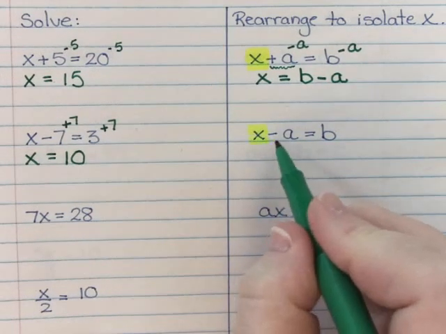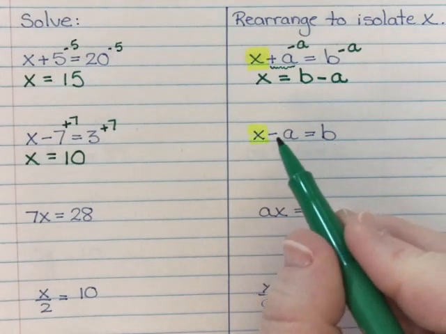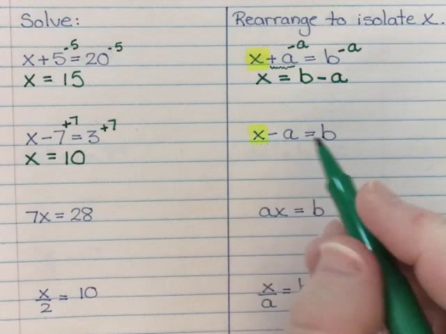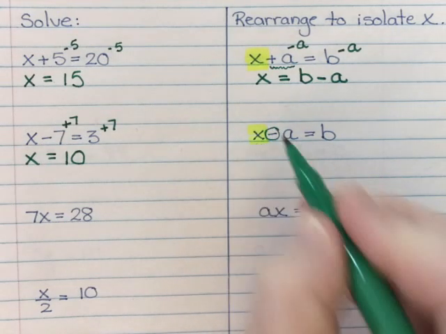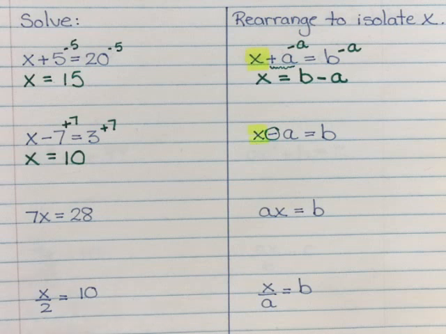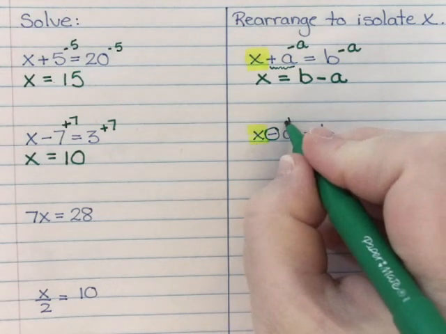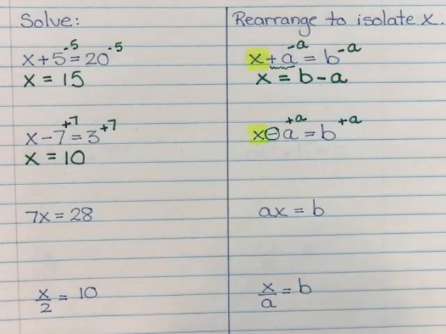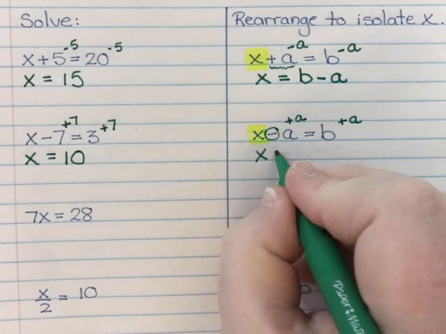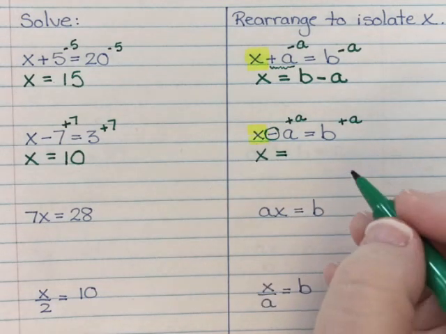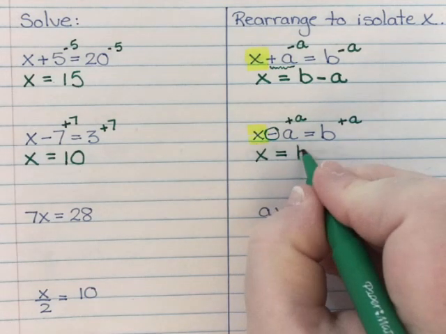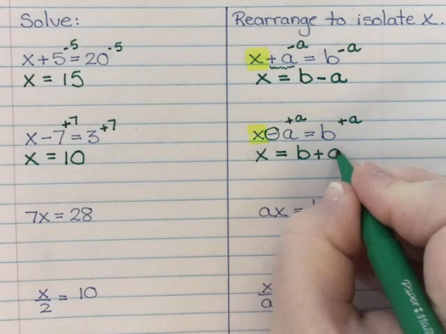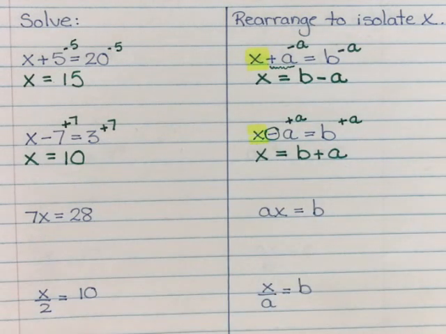So I have x minus a equals b. I'm trying to get the x by itself. I notice that we are subtracting a, so I would add a to cancel it out, and what I do to one side, we do to the other side. So I'm going to get x equals, b and a, once again, are not like terms, so it's just b plus a. So it's going to be x equals b plus a.